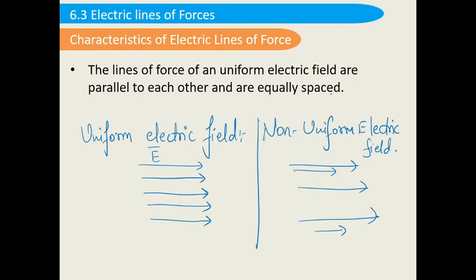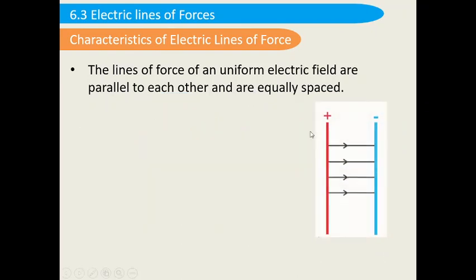What is the criteria? They should be equally spaced, meaning the distance between the lines should be constant. The distance between the two electric lines should be constant, and they should be parallel to each other. So all lines of forces are parallel to each other. So lines of forces of a uniform electric field are parallel to each other and they are equally spaced. Okay, so the example is here. This is an example of a uniform electric field.